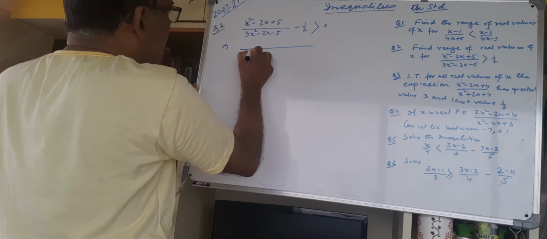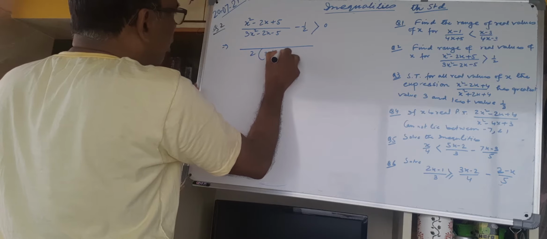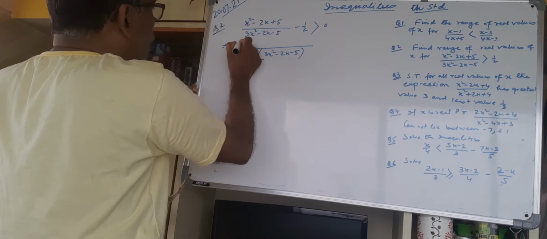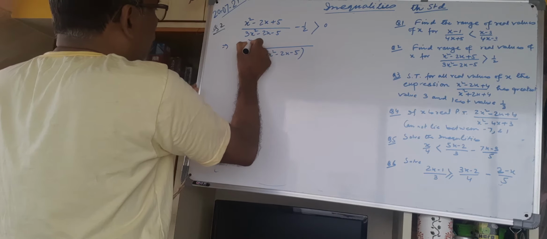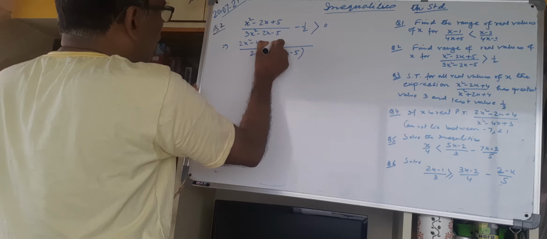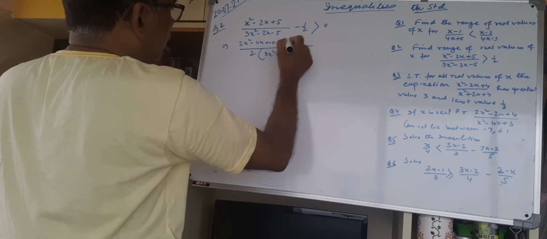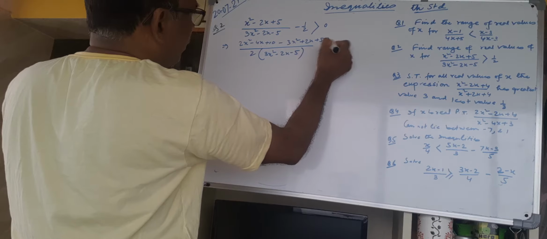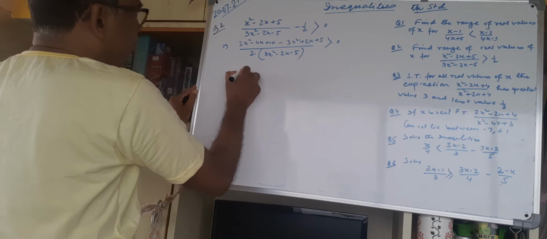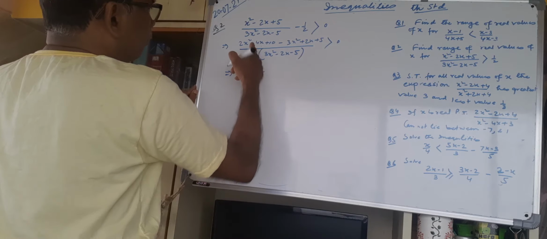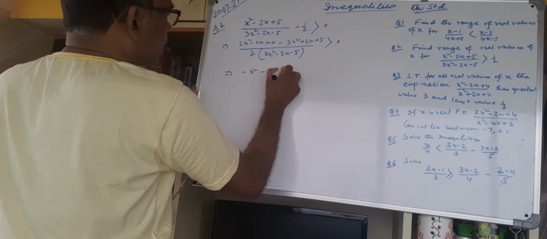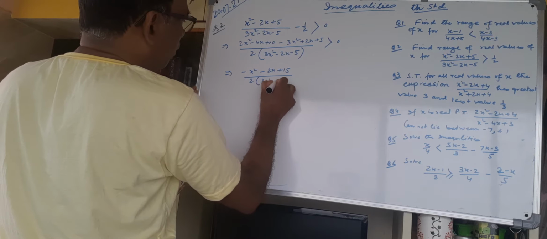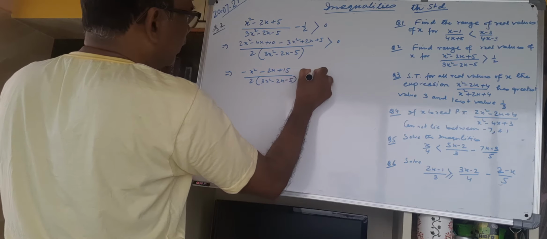Do subtraction taking LCM. 2(3x square minus 2x minus 5). This divided, this 2x square minus 4x plus 10 minus 3x square plus 2x plus 5 greater than 0. That is minus x square minus 4x minus 2x plus 15 over 2 into (3x square minus 2x minus 5) greater than 0.